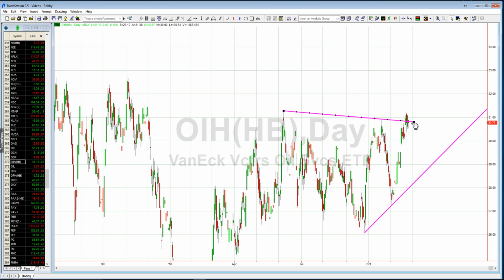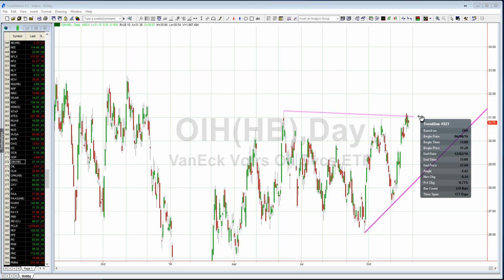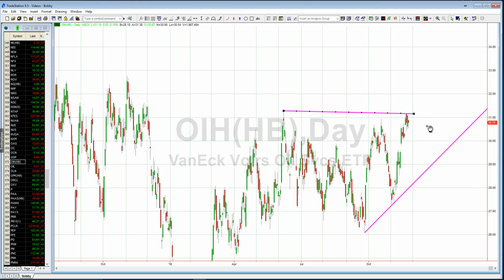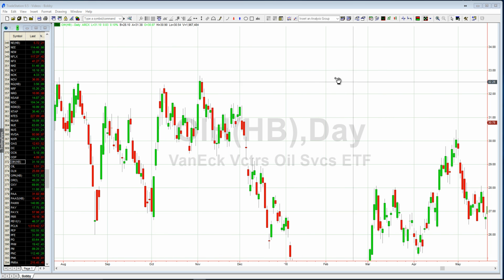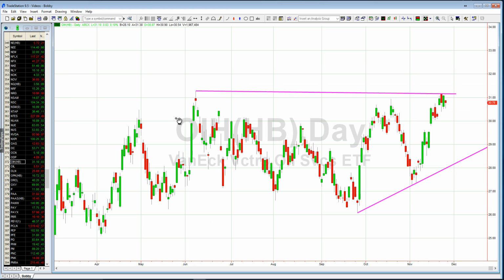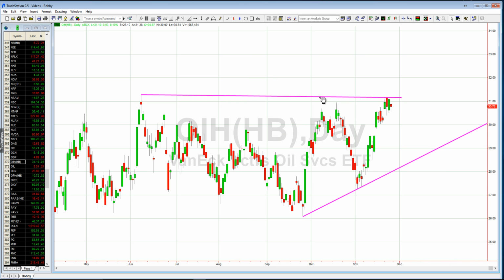Well, this would have been our line, okay, but it broke through that, so now our current one is like this. I'm going to bring that back out. Okay, so this would be our current supply line up here on top. This would be our current demand line on the bottom.